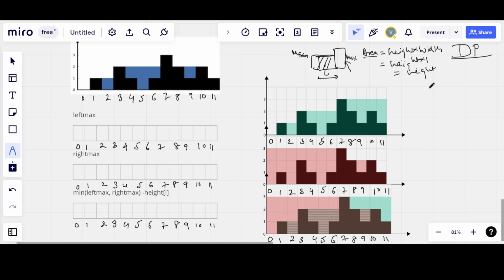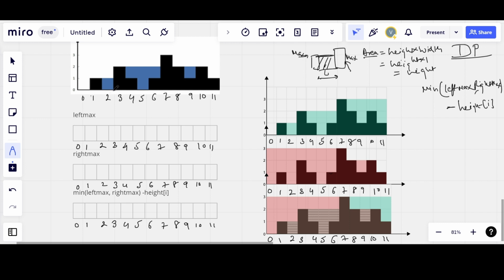So at any index, the amount of water that will be stored will be the minimum of the left max and right max. Left max represents the maximum height of the bar on the left side of index i, and right max represents the maximum height of the bar on the right side of index i, right? We will take the minimum of both and we will subtract the current height of the bar.